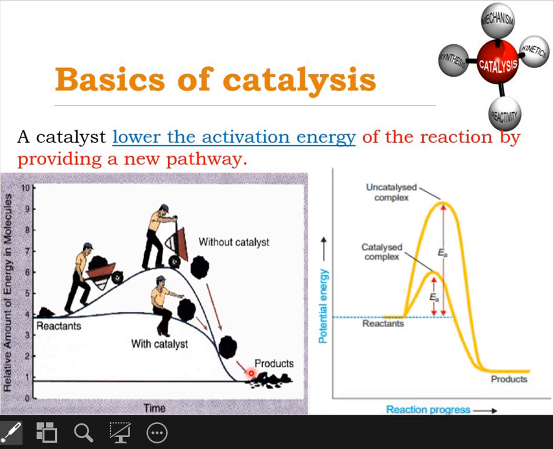Look at this, in terms of potential energy versus reaction progress. Here the reactant is at a higher energy and the product at a lower energy. The energy gap between the reactant and the activated complex is called the activation energy. That is, the activation energy is the minimum amount of energy required to cause the chemical reaction. In the uncatalyzed reaction, the activation energy Ea is higher than in the catalyzed reaction. So by this way, it lowers the activation energy of a reaction.